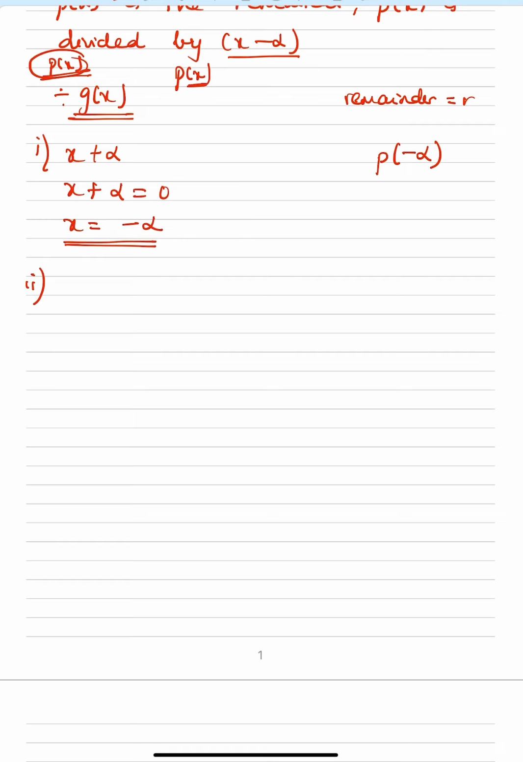Second condition, that is if p of x is divided by ax minus b. That is a linear equation of the form ax minus b, I can say 5x minus 3, 4x minus 2 like that. Then I will do the same thing. Ax minus b is equal to 0, so ax is equal to b, so x is equal to b upon a.